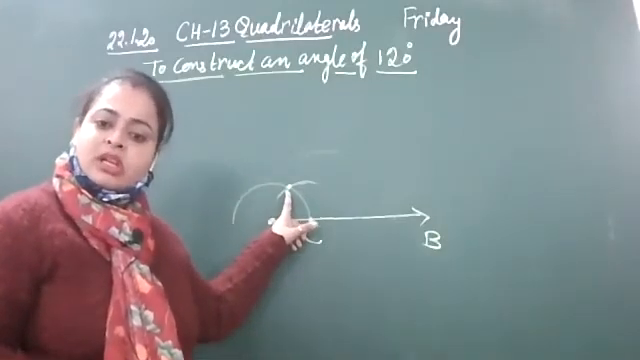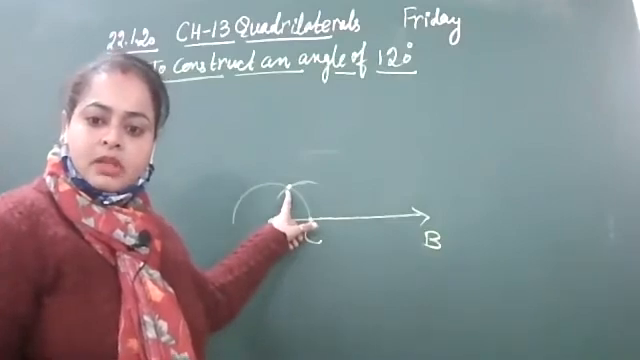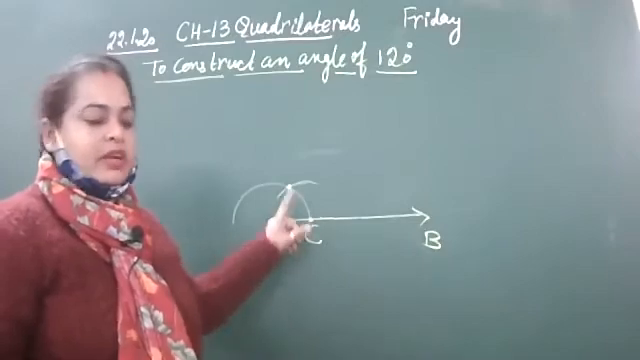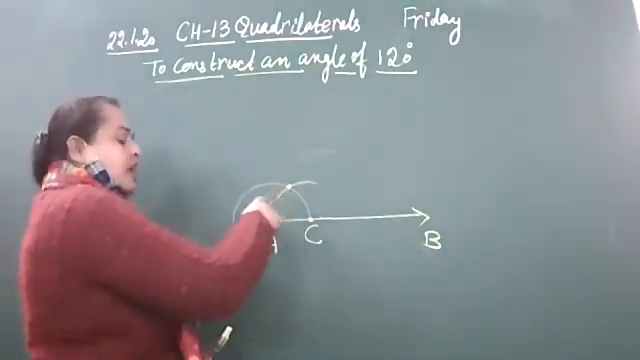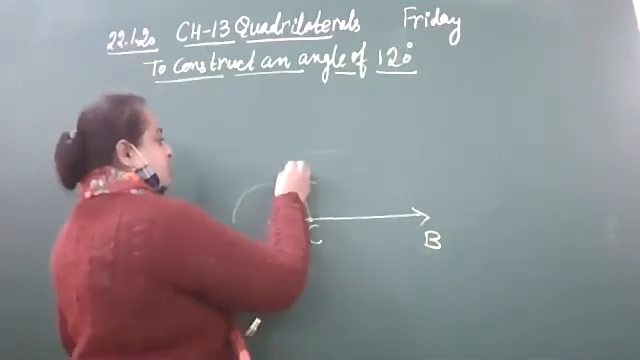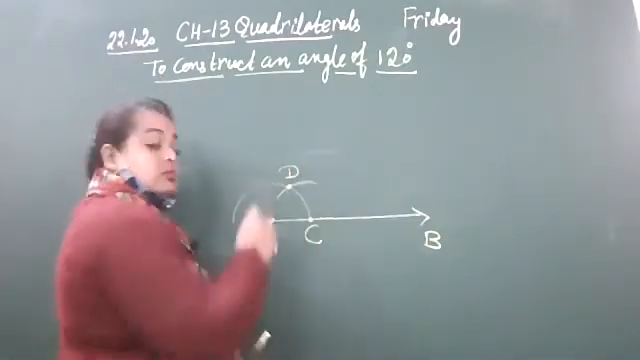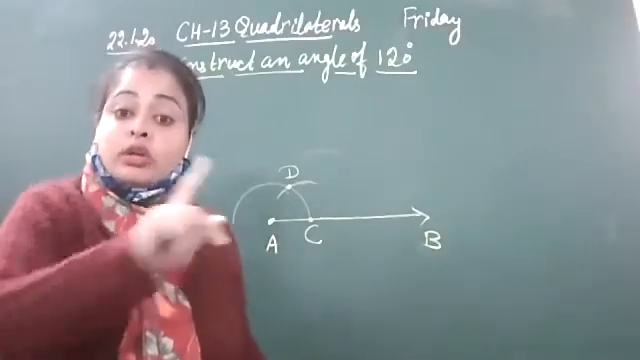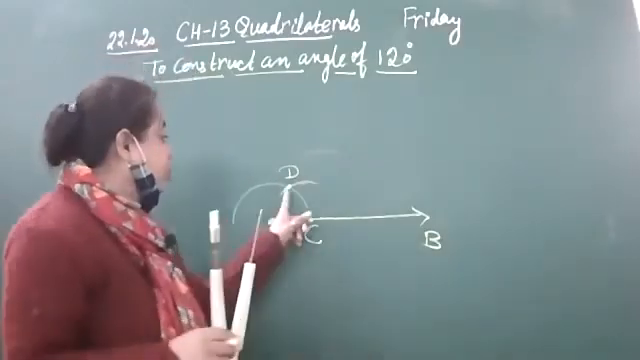If yes, then write down in the chat box. Yes, Radhika, I am waiting for you, beta. Yes, very good. So this is an angle of 60 degrees. So name it D. You will not stop here. You will not draw a ray from this point.